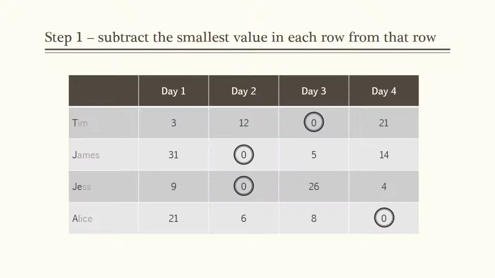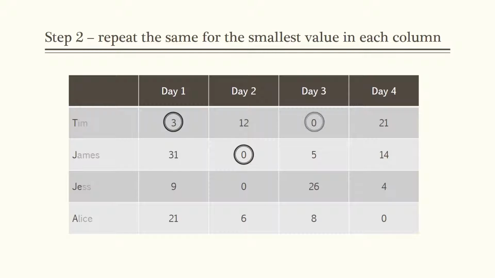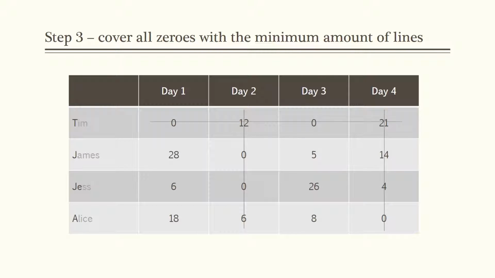Then we need to find the minimum number of each column, which are here. This is a 3, and the rest are zeros, because the zeros also count as the minimum numbers. Then you subtract it, and the only column that is going to change would be the first one. After doing that, you need to cover the zeros with the minimum number of lines.